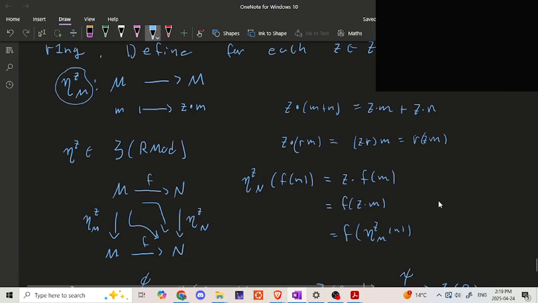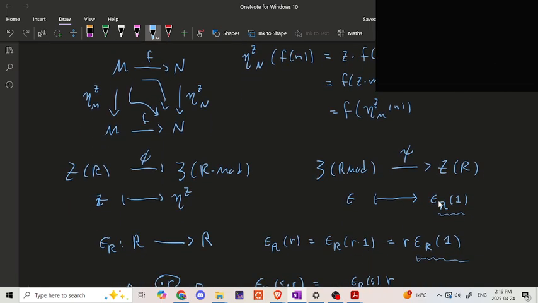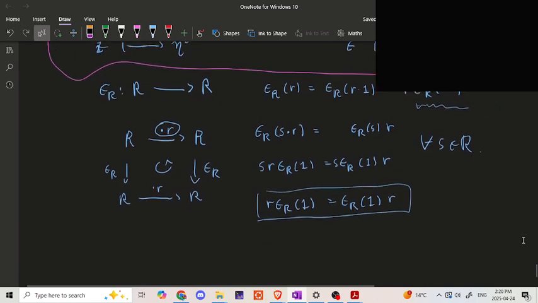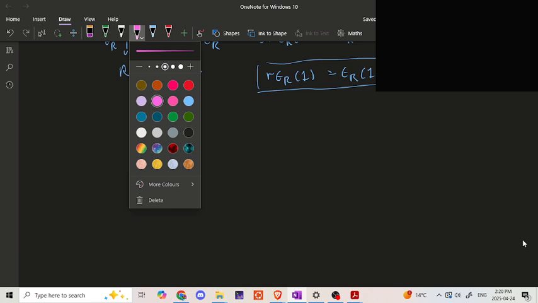But the punchline is that both phi and psi determine a mutually inverse pair of ring homomorphisms, which is to say, these are an explicit pair of morphisms which realize the center of your ring as isomorphic to the center of the category. So what do we need to do? We need to verify that these are in fact ring homomorphisms, and we should also verify that they're mutually inverse to each other.